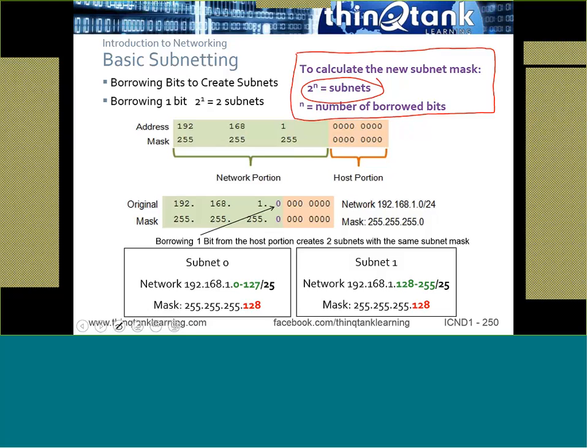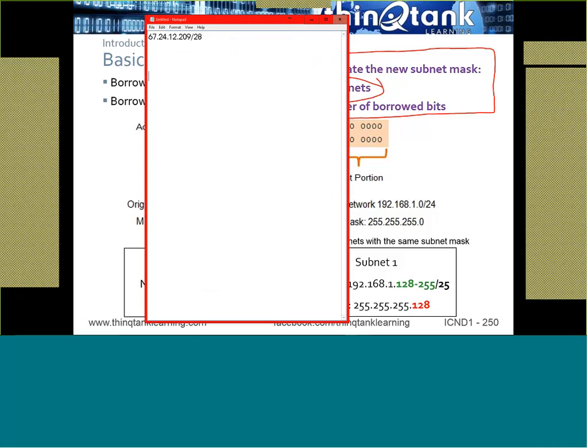I'm going to leave that one up there for now. So I have this network, 10.0.0.0/8. You remember what the /8 represents? 8 ones in the mask. Is this a classful or a classless network? Right now it's classful. It's a Class A with a Class A mask. I need to create 100 subnets.